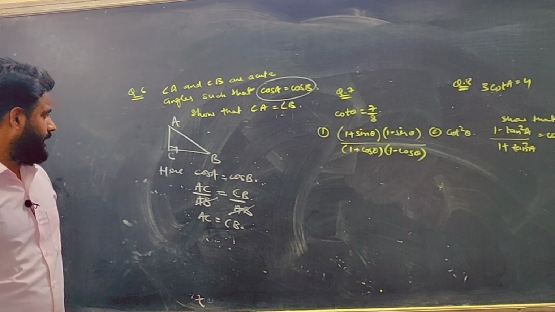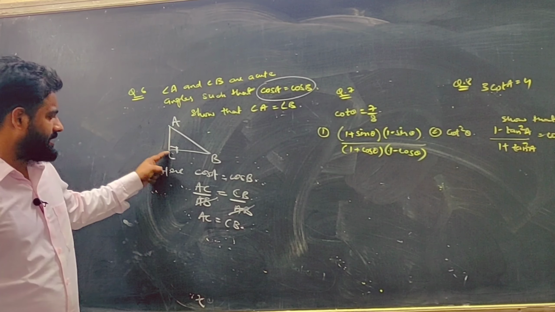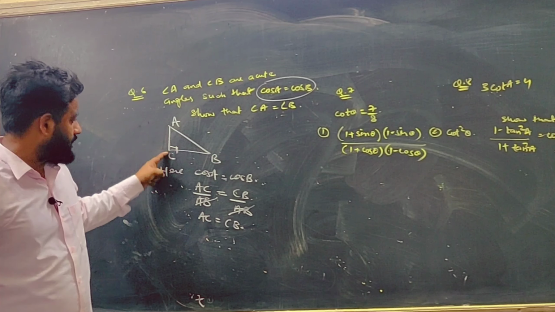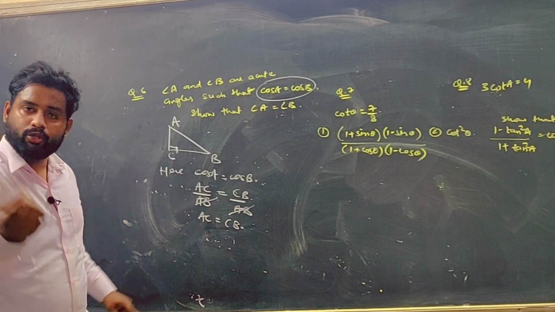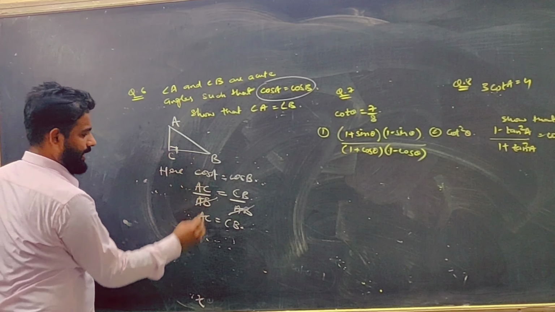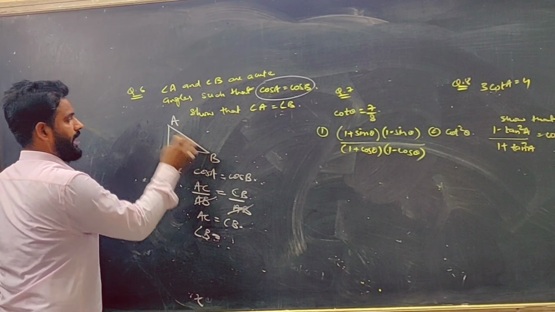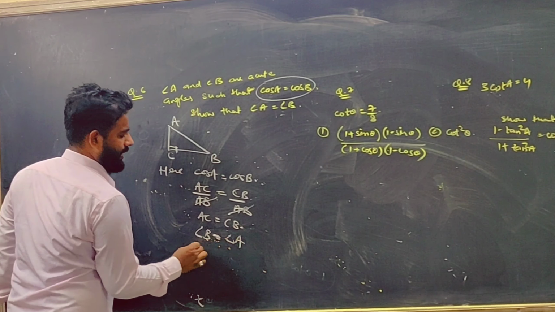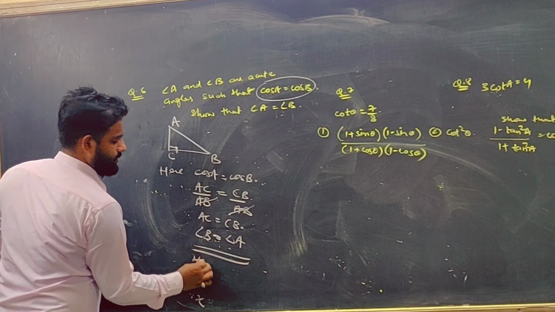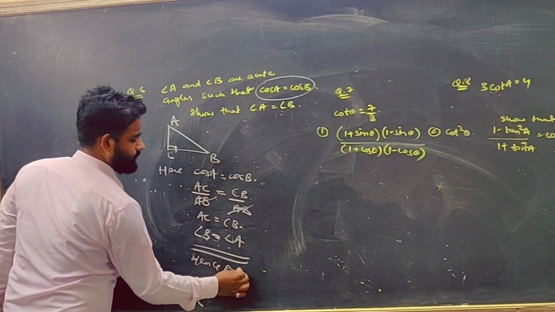In a particular triangle, if two sides are equal, AC and CB are equal, then the angles opposite to those equal sides are also equal. What is the angle opposite to AC? Angle B. And what is the angle opposite to CB? Angle A. So angle A and angle B are equal, hence proved.